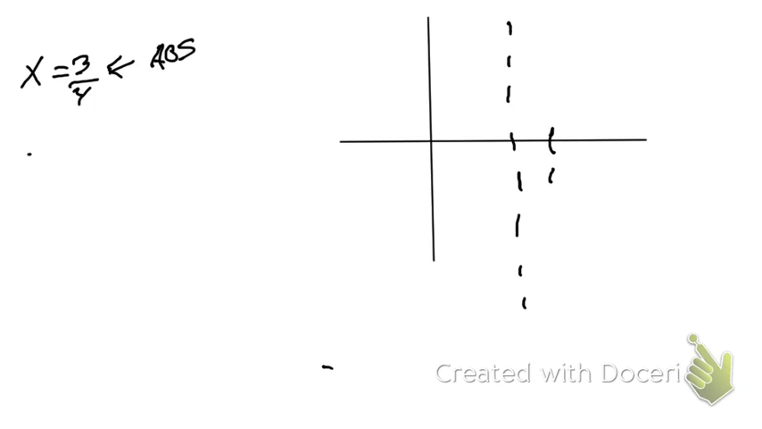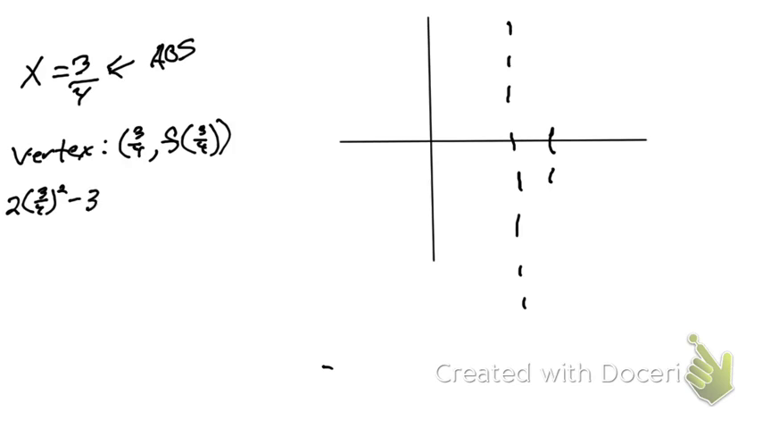So our vertex would be 3 over 4, comma, plug in 3 over 4. When we plug in 3 over 4, we'd get 2 times 3 over 4 squared minus 3 times 3 over 4 plus 1. And unless my math is wrong, does that come out to a negative 1/8? I don't have the actual math here. I just have what I got. Is that good? Or did you get a different number there? I got 1/4. Oh, okay.